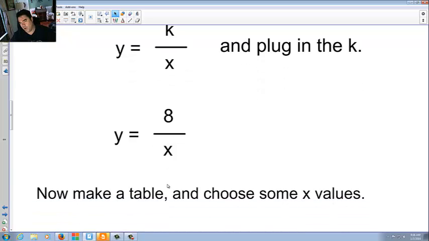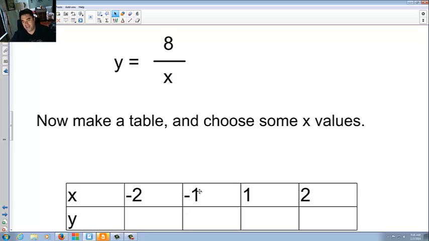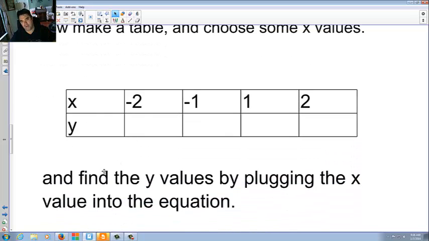Now for us to graph it, however, we're going to make a table. So what you do is you have y equals 8 over x. Just plug in some values. Again, the easiest values I can think of are negative 2, negative 1, 1, and 2. Why not a 0? Because if you plug in a 0, 8 over 0, anything divided by 0, remember, is undefined. We don't want that.